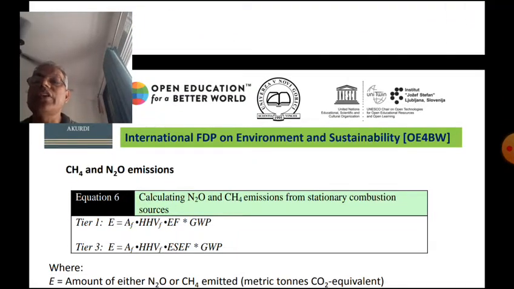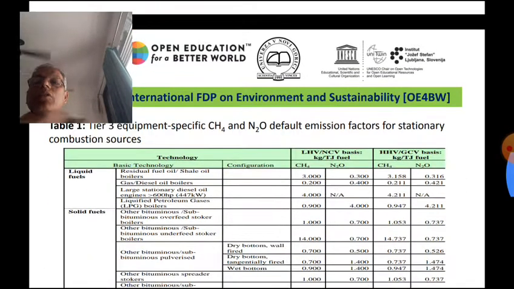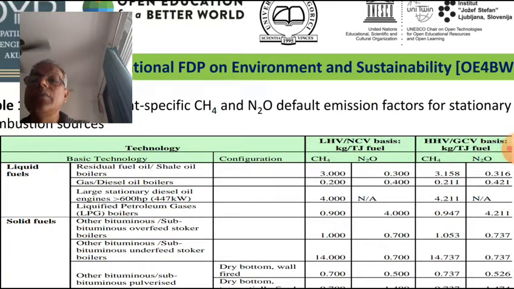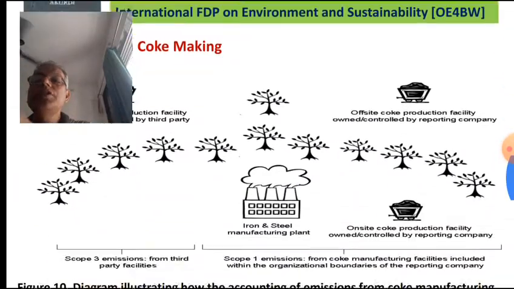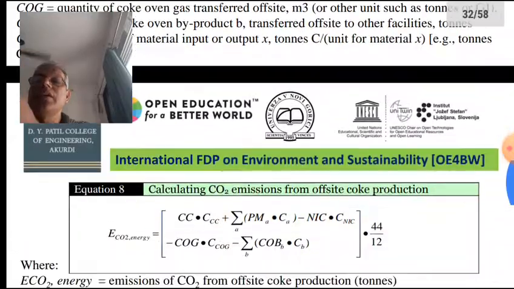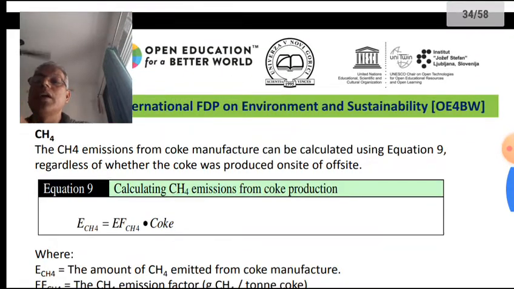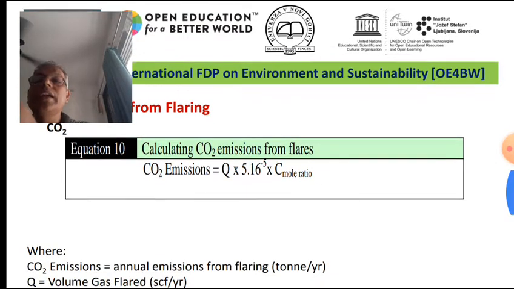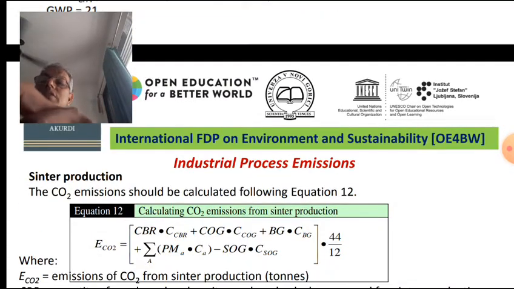Then now this is for the CH4 and N2O. Equation number 6, and then see this table, this is for Tier 3. What are the materials which you are using for this, and then accordingly that material and the basic technology, you will get this value. You can substitute that value in that equation. Even for the emission from coke making, we can see equation number 7, equation number 8, and this table. From this you will get the different values of the carbon content. Then for calculating the CH4, you can use equation number 9. Then for emission from the flaring, you can use equation number 10. For calculation of CH4 for this flaring, you can use equation number 11. So up to equation number 11, this is the part of the stationary one.